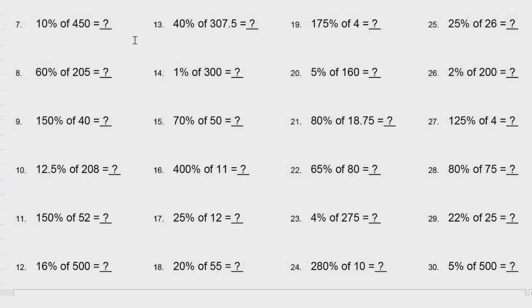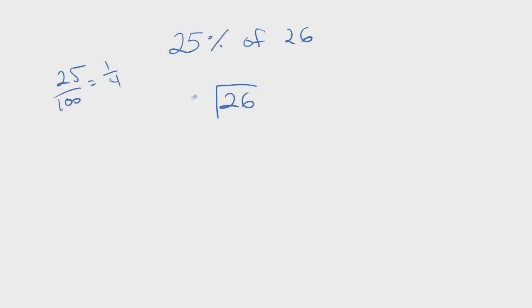Welcome back. You were supposed to do 25, 26, 27, 28, 29, and 30. Problem 25. It says 25% of 26. Well, you know 25% is 25 over 100, which means it's a quarter, which means you're just going to divide 26 by 4. And 4 does not go into 2, but 4 goes into 26 6 times. You get 24. If you subtract, you get 2.